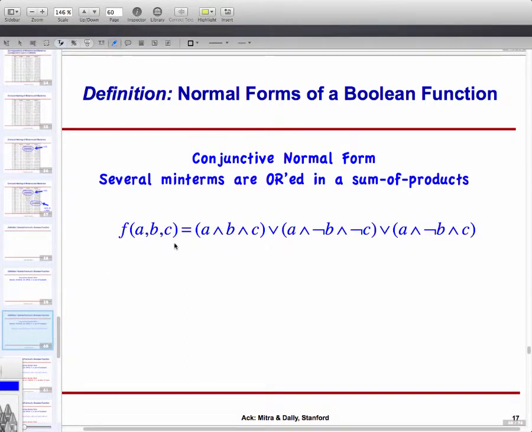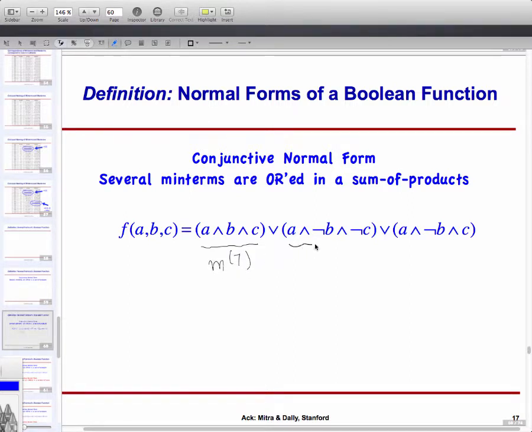So f of a, b, c, if I were to write, let's say this function was f of a, b, c equals a and b and c, or a and not b and not c, or a and not b, not c. If I, in my compact notation, what minterm is this? So if you think of the truth table, which entry is it on? The 8th row, or which would be 7 in our convention, 0 through 7, right? So this is m of 7.